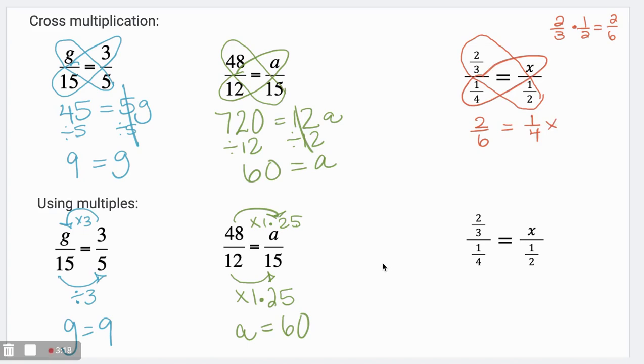And then I need to cancel out the 1/4. So I'm going to divide by 1/4. So I'm going to do 2/6 divided by 1/4. I need to keep, change, flip. So that's going to be 2/6 times 4 over 1. And that is going to give us 8 over 6. And both of those are divisible by 2 because they're even numbers. So if I divide both of these by 2, that is going to give me a final answer of 4 over 3.